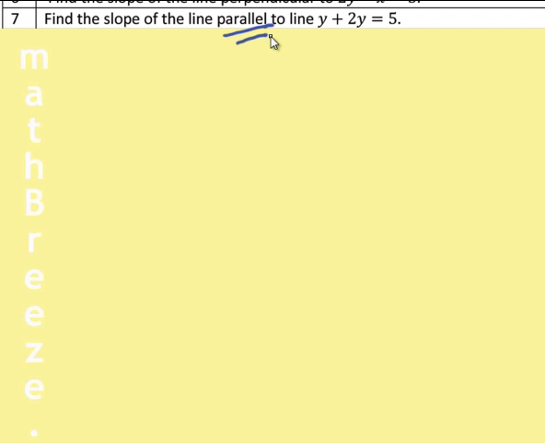And now the slope of a line parallel to this line, again put in the form y equal mx plus b. This line has slope minus 2, and parallel lines have the same slope. So the slope of the parallel line would be minus 2.